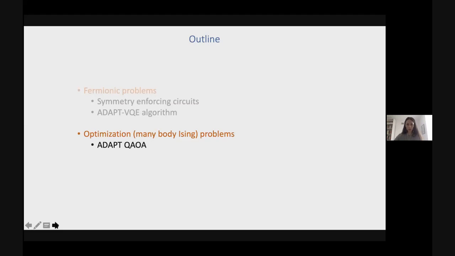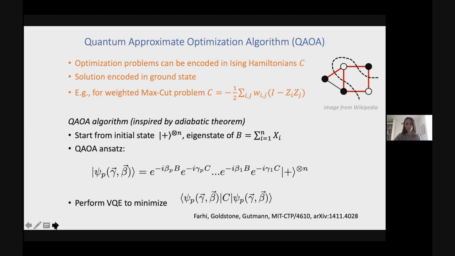All right, so with this, I kind of want to wrap up the fermionic discussion and just show you in a few slides before I finish the results we have for QAOA, which is the quantum approximate optimization algorithm. So optimization problems can be encoded in Ising Hamiltonians. This is an example of an optimization problem called max cut, where you have a graph and you want to find a cut such that you maximize the number of edges you cut.